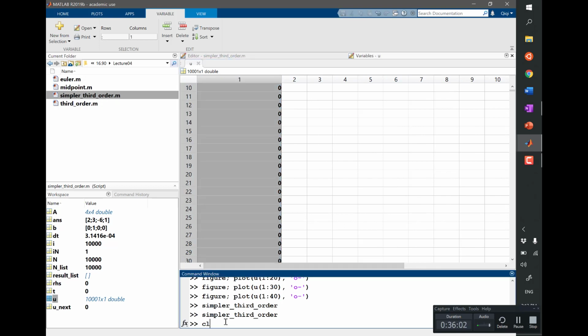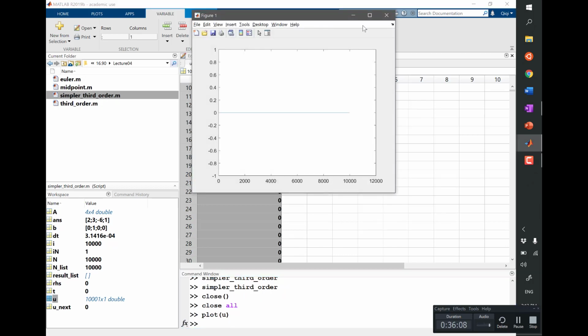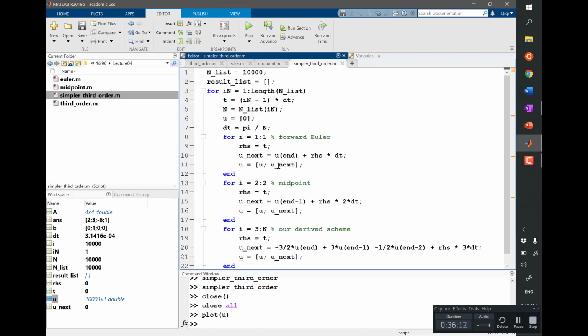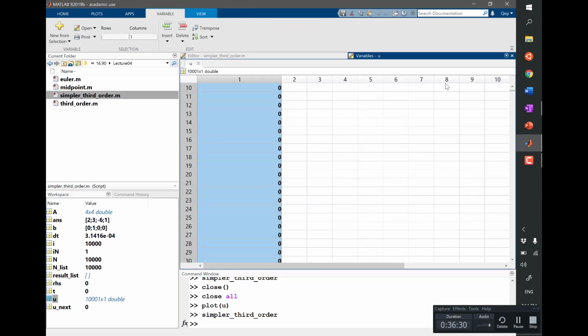Why is it 0? Close all. Wait, what happened? I computed this before I had dt, sorry. So t is equal to that. Hopefully that works. I'm going to run it again, and my u is still 0.